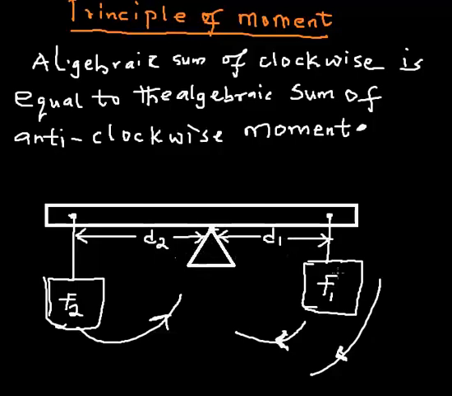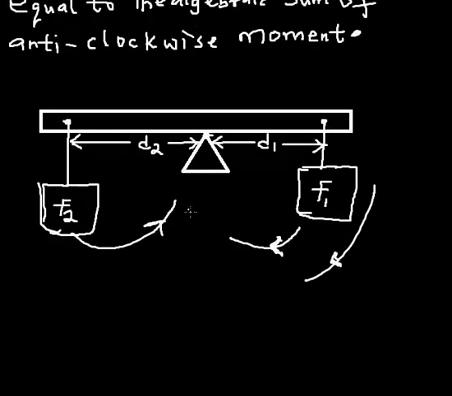So always make sure that your distance is measured about that turning point. Now from this beam I can apply the principle of moment. F1 produces a clockwise moment and F2 produces an anti-clockwise moment. So by the principle, we know that the clockwise moment is equal to the anti-clockwise moment.